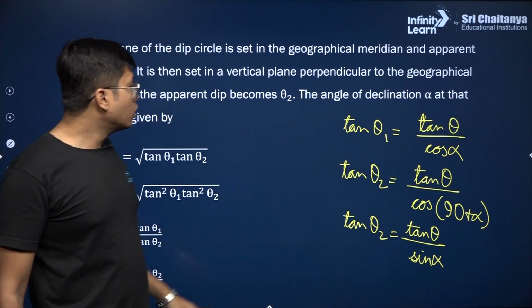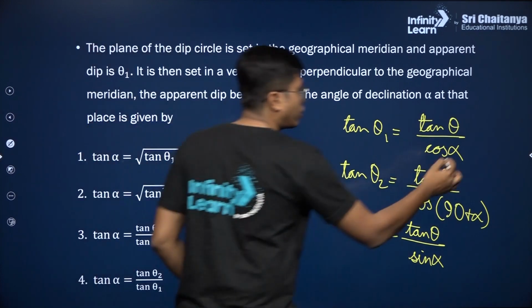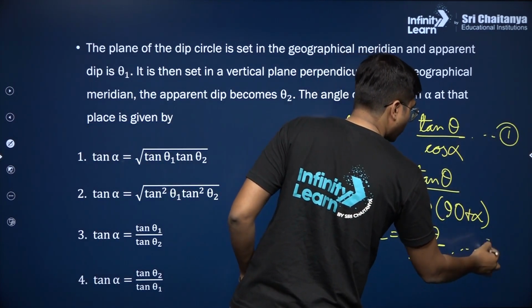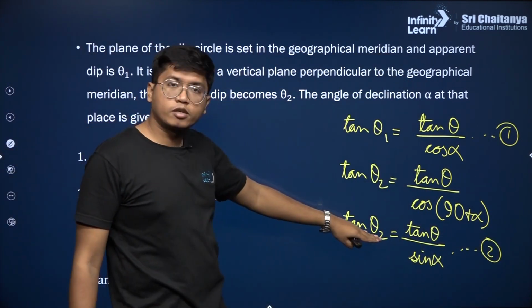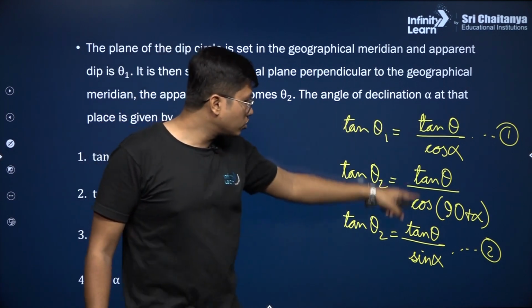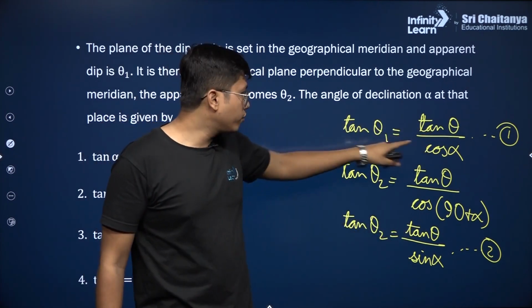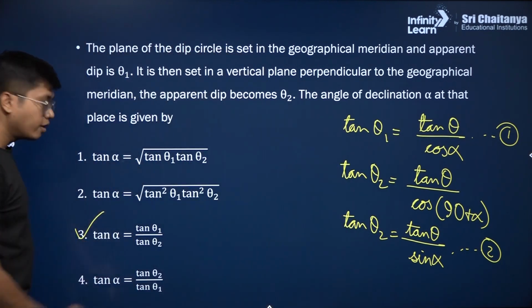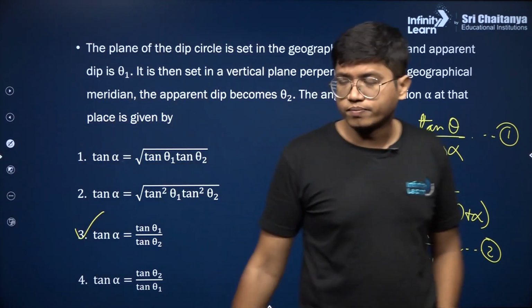So we need to find this tan alpha, which means if this is our equation 1 and this would be our equation 2, we divide this equation by this equation. That cancels out the tan thetas. You get the sin alpha up top and cos alpha below. So tan alpha becomes equal to tan theta 1 by tan theta 2. So our correct option is option 3 over here. From this relation, you can get it.